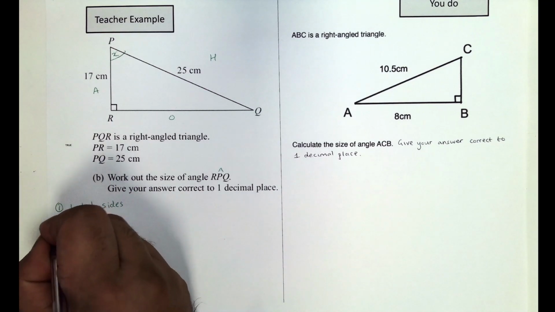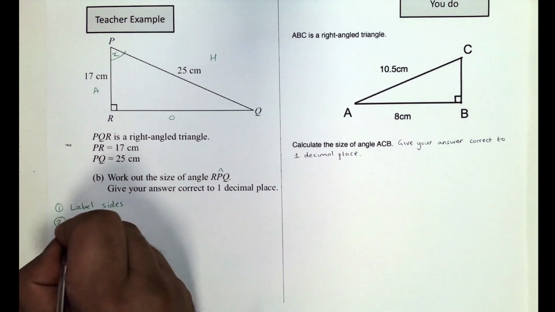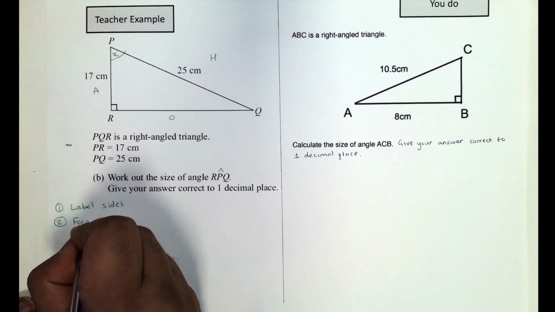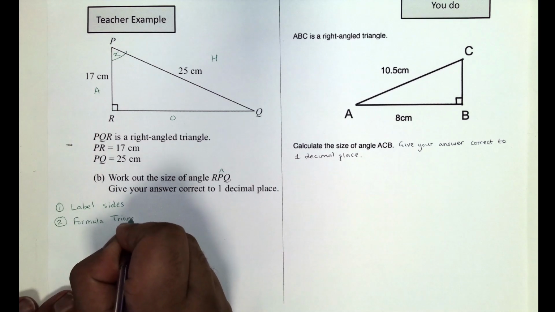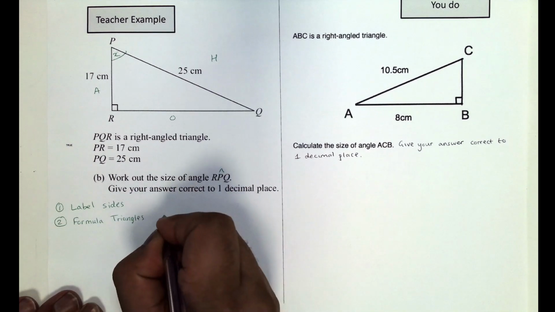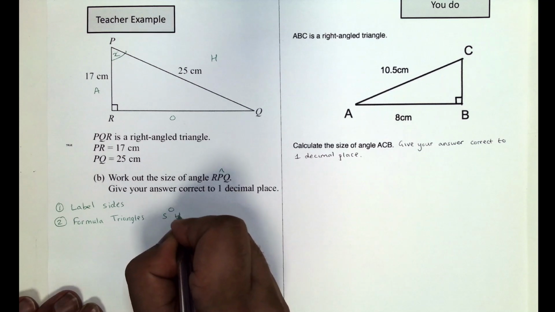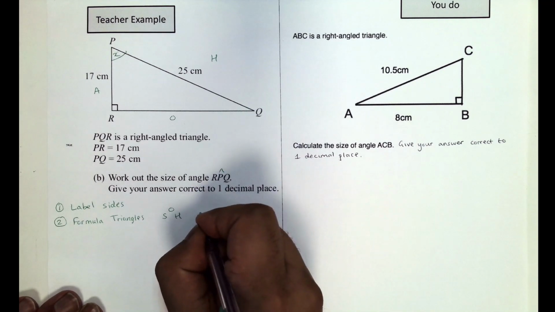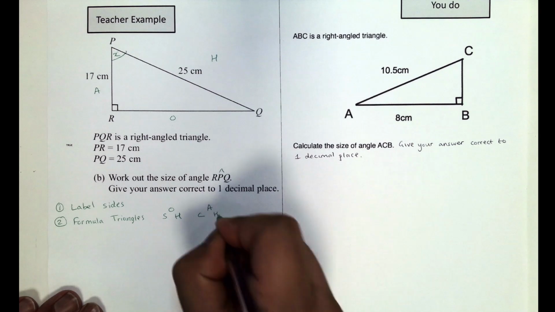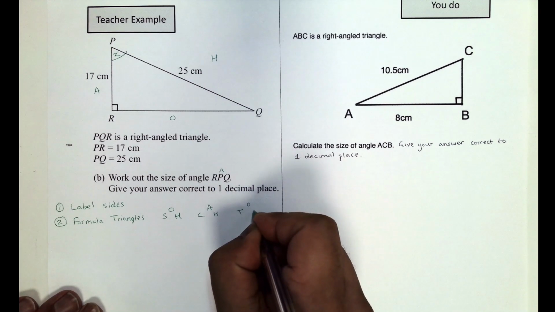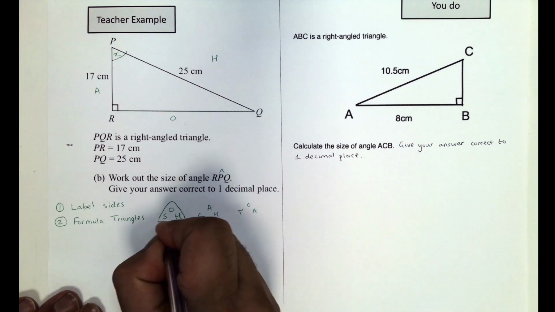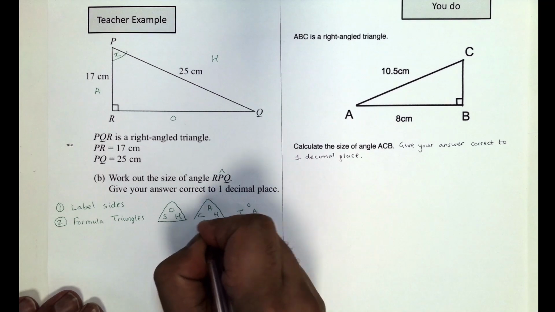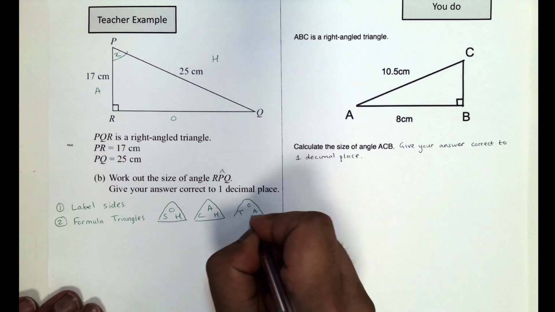Second step, write out your formula triangles. You can remember these as SOHCAHTOA, or: Some old hag cracked all the teeth on an apple. Whichever you prefer, guys.